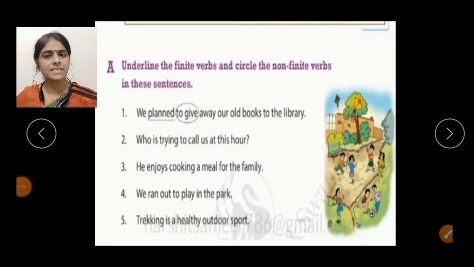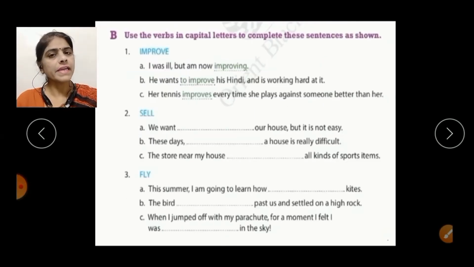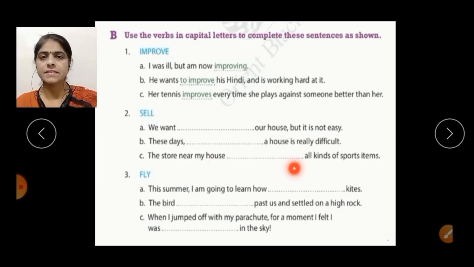Now let's have the next exercise. Here is the exercise B, which is given on page number 41. This exercise is also related to finite and non-finite verbs. In this exercise, we have to use the verbs in capital letters to complete these sentences as shown. Students, here we are having some verbs which are written in capital letters. You can see here. We need to use finite or non-finite form of these verbs to complete these sentences.